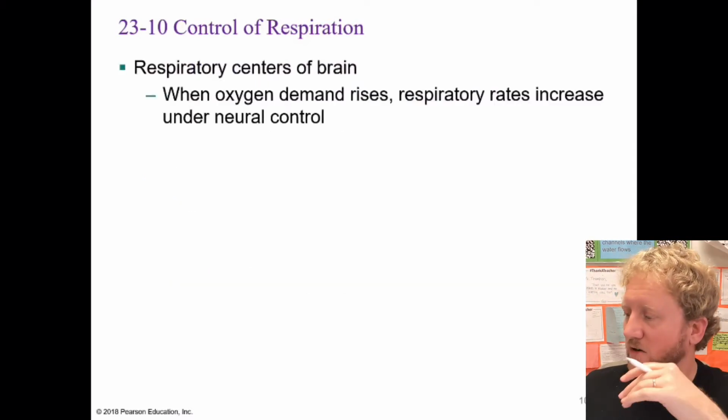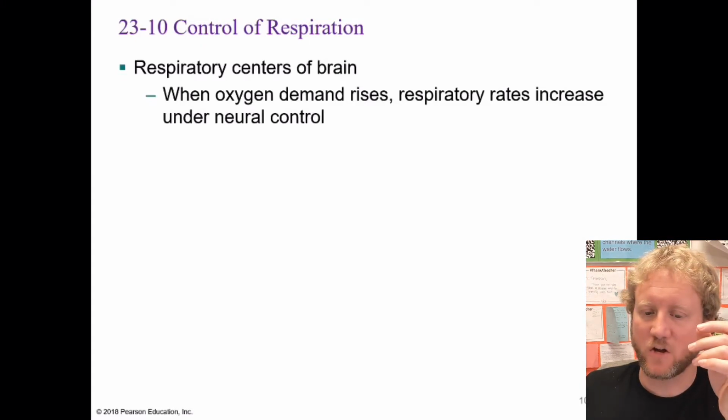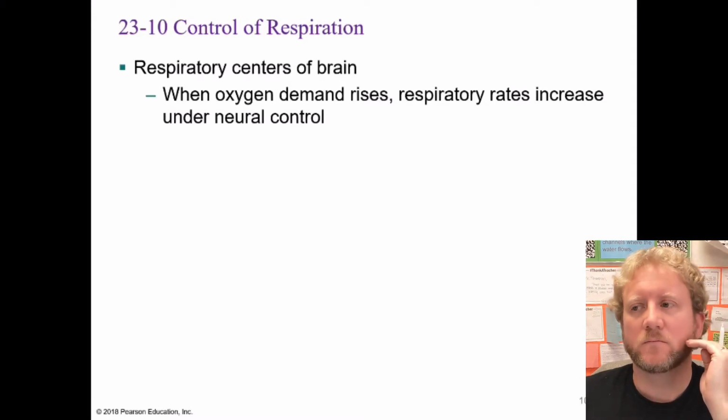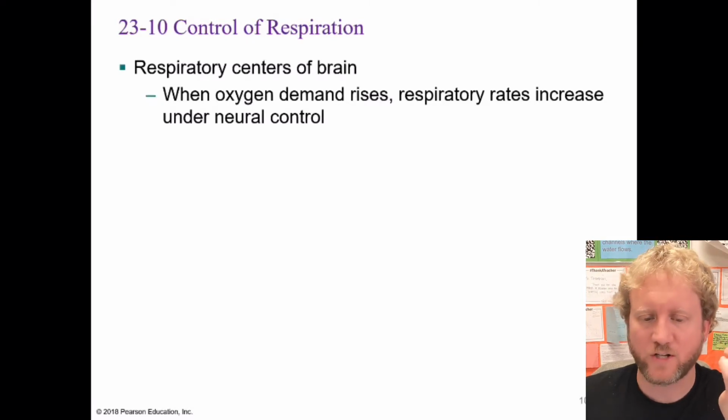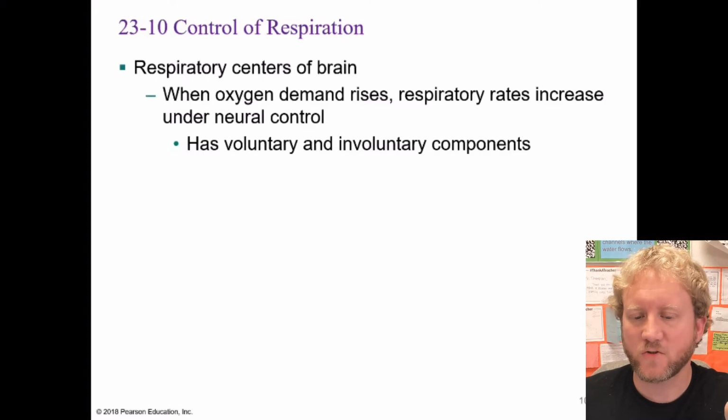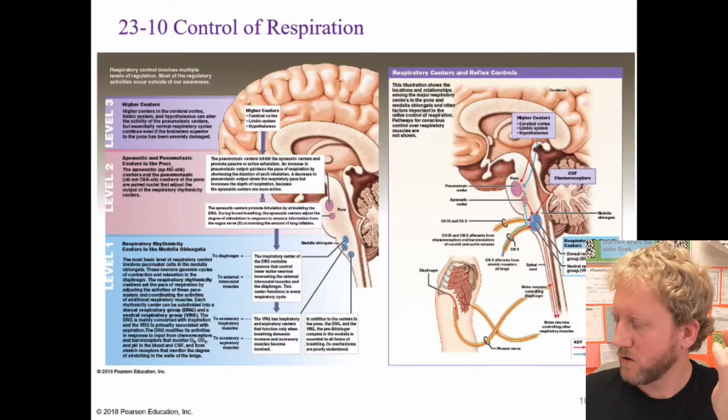The respiratory centers of the brain that I mentioned a couple slides ago are going to monitor oxygen demand by way of carbon dioxide levels, and that's going to increase your respiratory rate. Now, there's voluntary control and there's involuntary control.